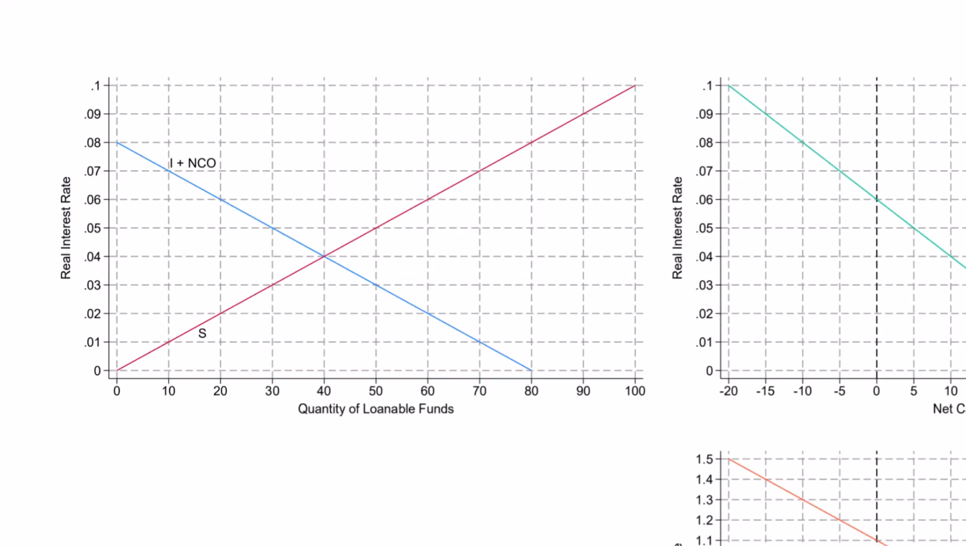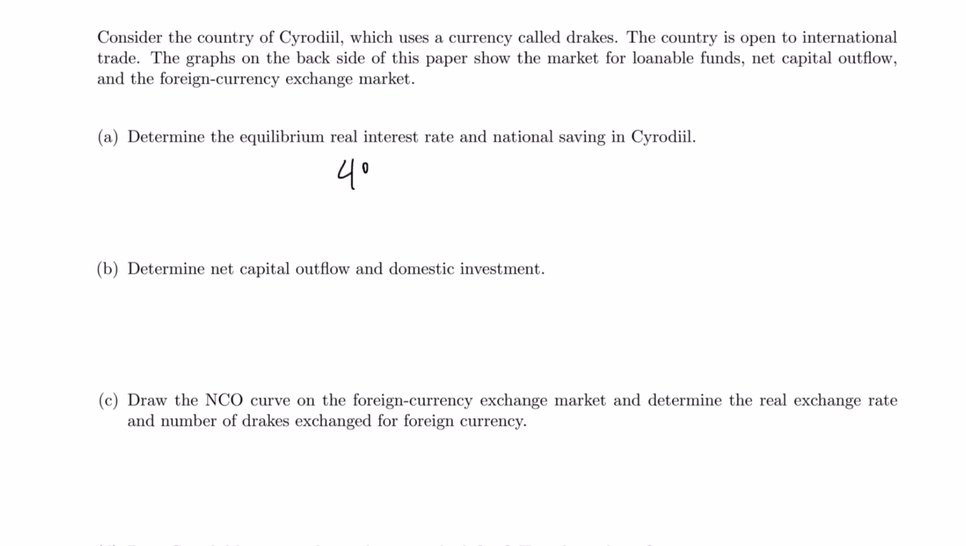The relevant graph to answer that is the market for loanable funds, which has our saving curve as the supply and investment and net capital outflow as the demand. The equilibrium is going to be where those two curves cross, and so that's going to give us a quantity of loanable funds of 40 and a real interest rate of 4%. Or equilibrium interest rate, 4%, national saving, 40.